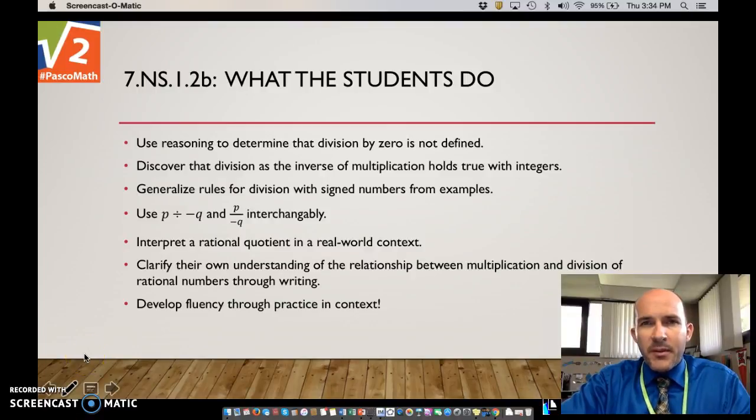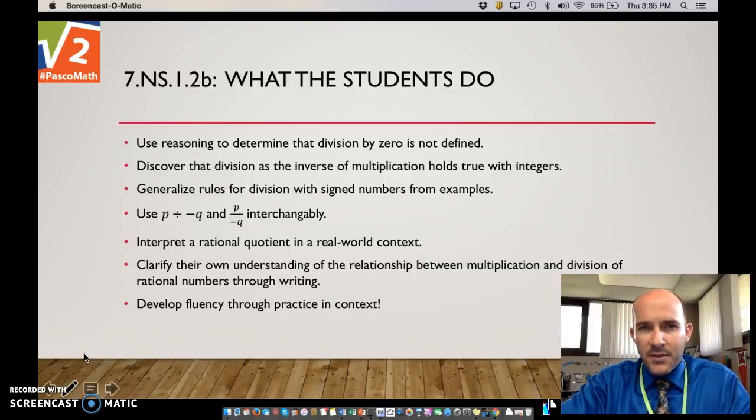So let's look at what we want the students to be doing for NS.1.2 Part B. The first thing is we want them to reason and determine that division by 0 is not defined. The teacher should set the conditions for the students to explore, and through some patterning, the students need to figure out why division by 0 is not defined. We want the students to discover that division as an inverse of multiplication holds true for integers, and generalize the rules. That should come from the students, not the teacher.